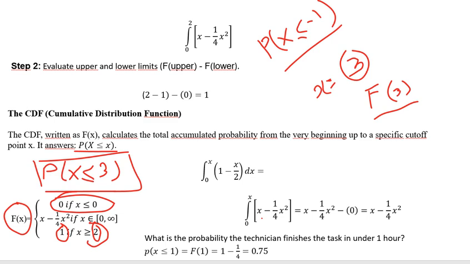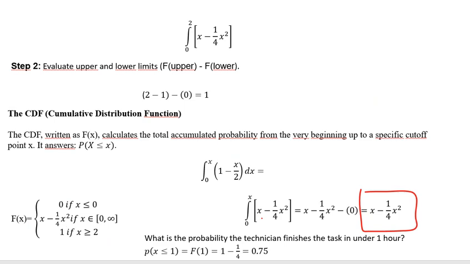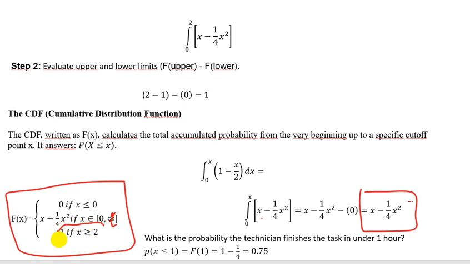So this is why, once we found this, we got x minus 1 over 4 x squared, we need to write this as well, because this value is true only when our x is in its domain between 0 and 2, and the rest, so outside the domain, above the upper limit, it is 1, under the lower limit, it is 0.